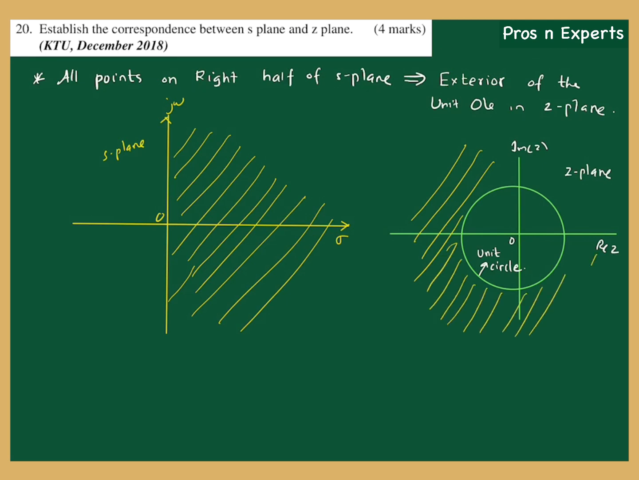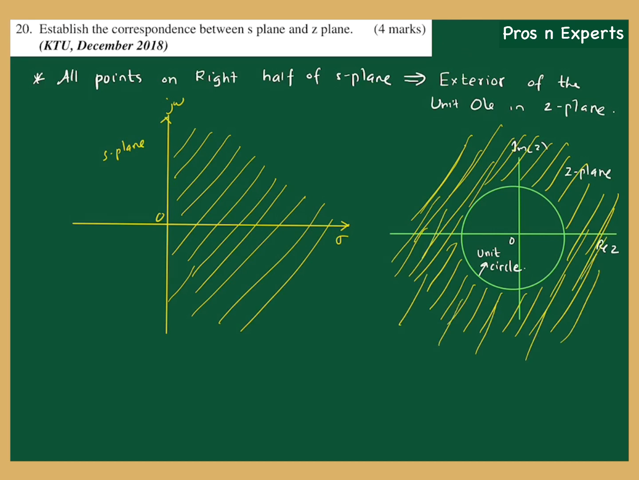The circle is the unit circle because its radius is 1, assume. So exterior to the unit circle means it extends up to infinity, but all these regions are exterior to the unit circle. Okay, so the mapping is like this: right half of the S-plane to the exterior of the unit circle.